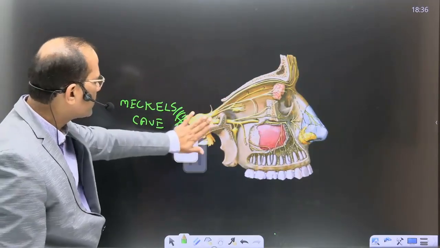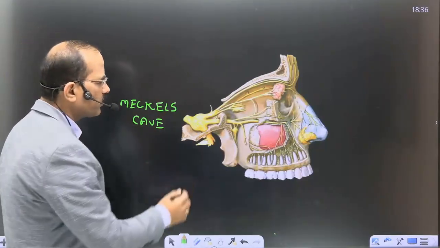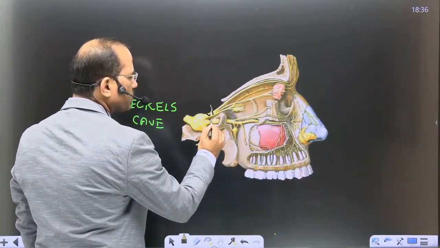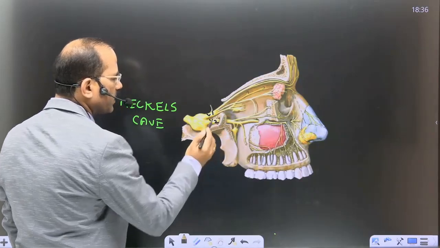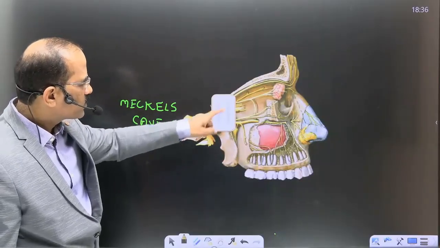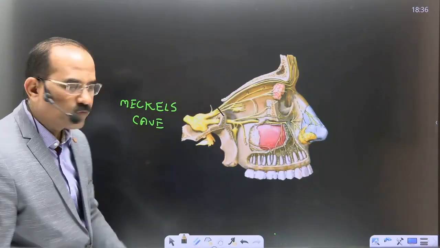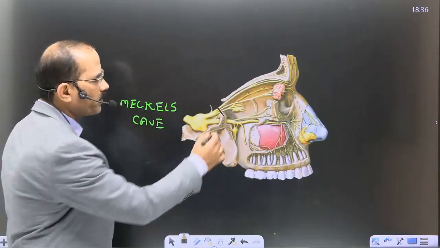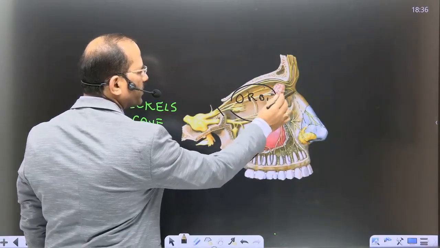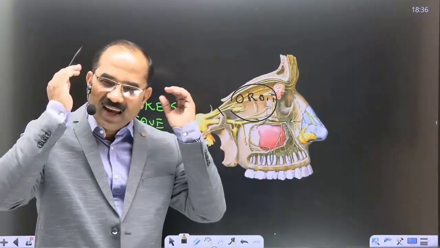Now, from this trigeminal ganglion, students, we have 3 branches. This is V1 ophthalmic, this is V2 maxillary, and this is V3 mandibular. What is it that you're seeing here? That's the superior orbital fissure. The ophthalmic division enters the superior orbital fissure, and where are we? That's the orbit. So the ophthalmic division passes through the superior orbital fissure and enters the orbit.